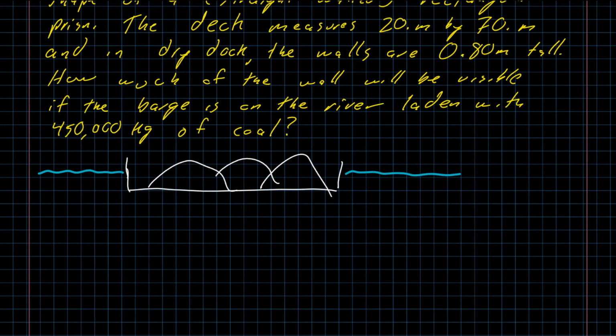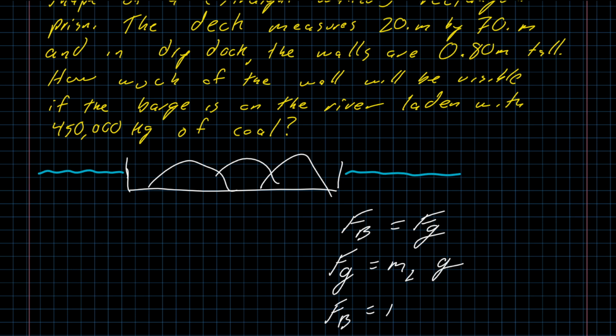Well, to answer this question, we want to establish that we're going to be in equilibrium, which means that the buoyancy force is going to be equal to the weight. And the weight is the mass of the load times gravity, and the buoyancy force is going to be equal to the mass of the displaced water times gravitational acceleration.